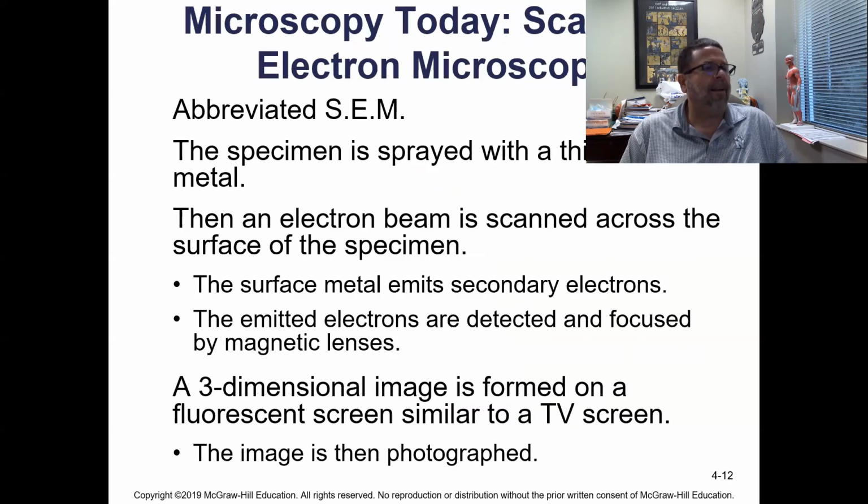And then later on, probably in the 50s or 60s, we developed one where the specimen is sprayed with a thin coat of metal, and then the electron beam is scanned across the surface of the specimen, back and forth, and those electrons bounce off, and you have electron detectors to the side that then connect to a three-dimensional image formed on a TV screen, and you get the surface of what you're looking at.